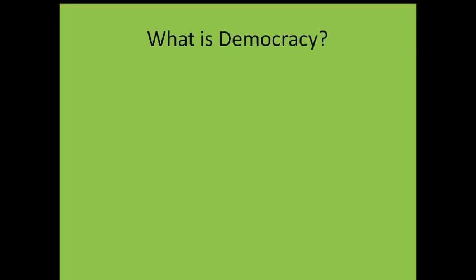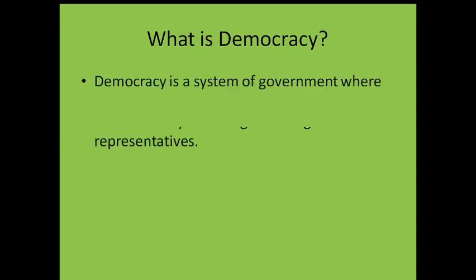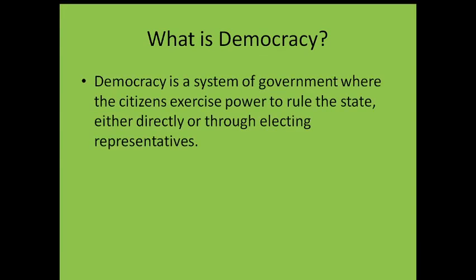The first point is democracy. Now my question is, what is democracy? Democracy is a system of government where the citizens exercise power to rule the state either directly or through electing the representatives.